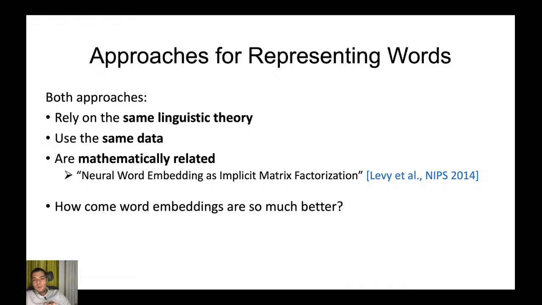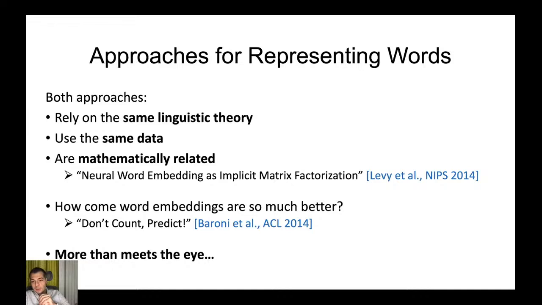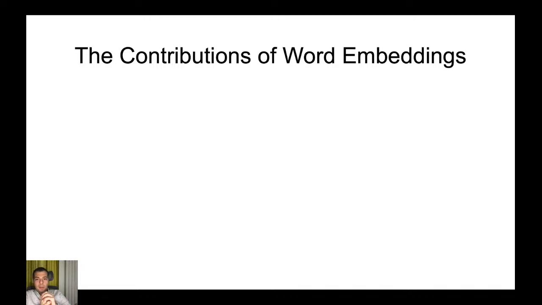Okay, so if they use the same linguistic theory and the same data, and there is also a mathematical relation between them, we can ask ourselves how come the word embeddings provide so much better results. There are papers in favor of word embeddings, for example the paper of Baroni published at ACL 2014, which is supporting the idea of trying to predict words in context instead of counting them. But actually, it seems that a first sight is not enough to draw a conclusion. There are some subtleties when you train these word embeddings that actually make them better.